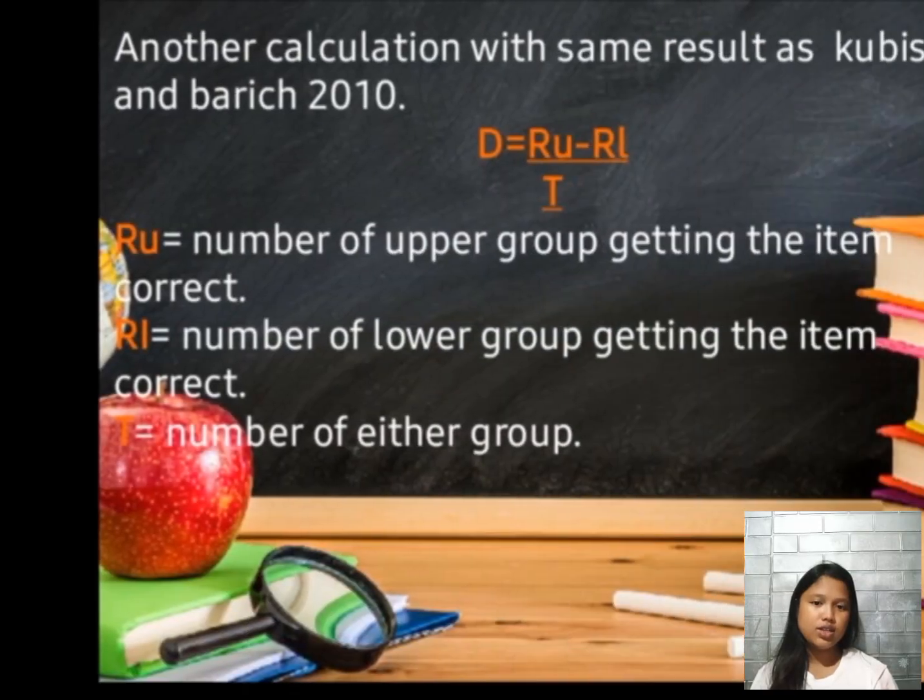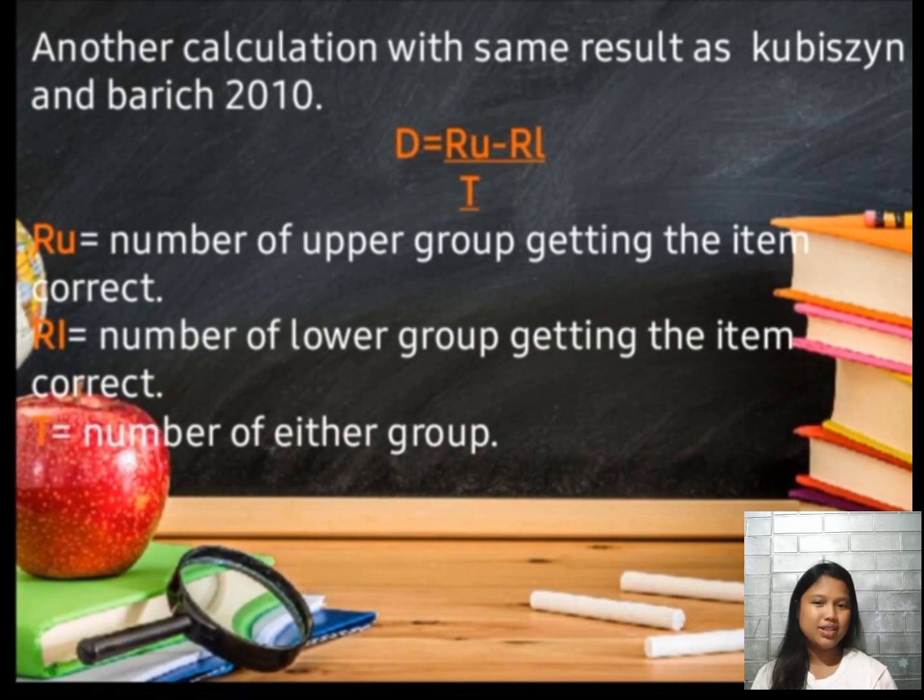Another calculation with the same result, from Kubiszyn and Borich 2010, is D equals R sub U minus R sub L divided by T, where R sub U is the number of the upper group getting the item correct, R sub L is the number of the lower group getting the item correct, and T is the number of either group.